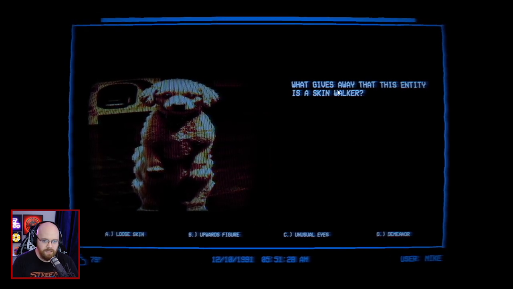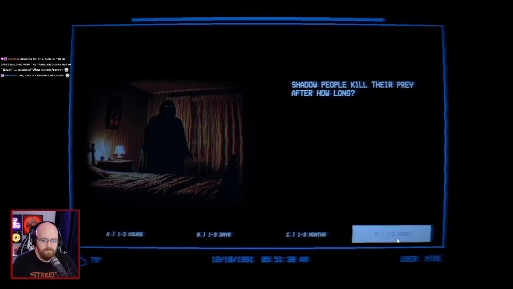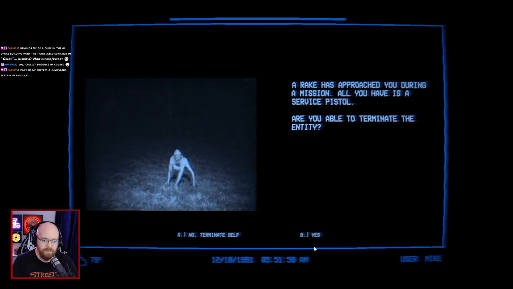What gives away the entity as a skinwalker? Loose skin. No! I should read all the options. Shadow people kill their prey after how long? It can be years. Collect evidence. Yeah, must have been collect evidence. A rake has approached you during a mission. All you have is a service pistol. Are you able to terminate the entity? Yes. Susceptible to gunfire.